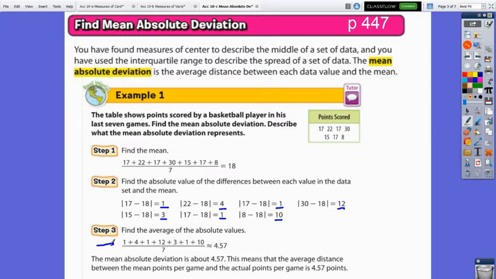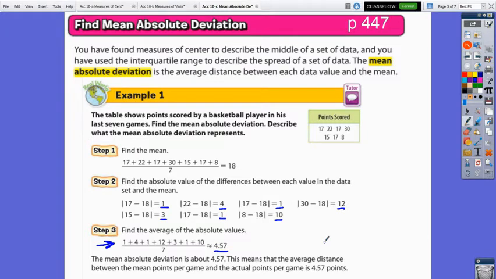Then you take all those differences and you add them all up. You're going to find the average difference. So you add them all up, you divide by how many there are, which is the same as how many data points there are. And your mean absolute deviation for this is 4.57, which means that the points this guy gets per game on average are within 4.6 points of his mean points per game.